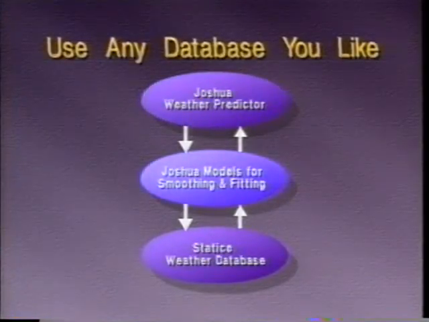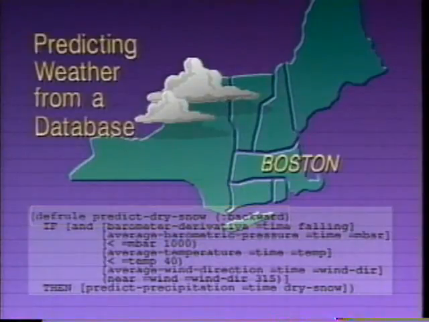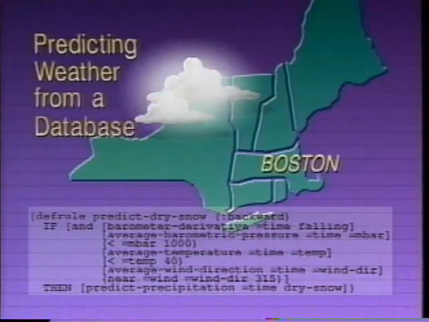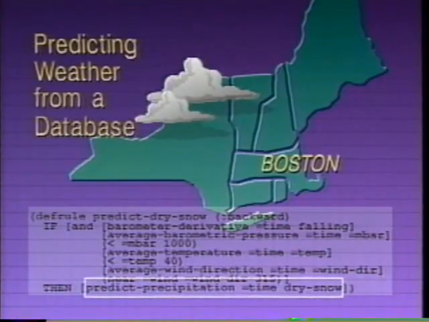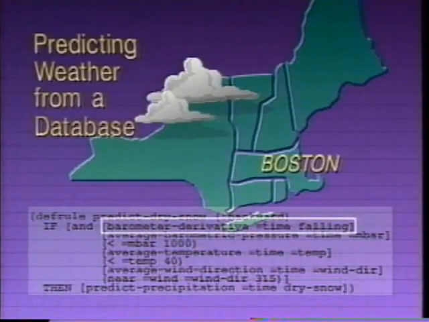You can, if you like, imagine your favorite time series analysis package between Joshua and the data. This is a backward chaining rule called Predict Dry Snow. It tries to figure out when it's appropriate to expect cold, dry snow in New England. Now, New England's weather is dominated by the ocean and by cold Canadian air, so we only have to check a few things. This rule says we should predict dry snow when the barometer is falling.